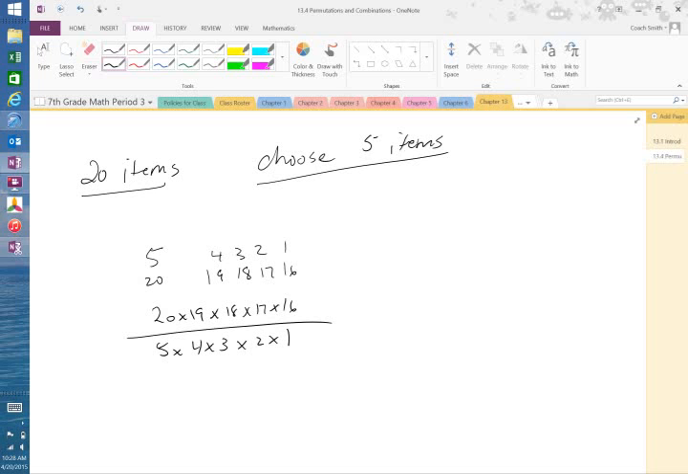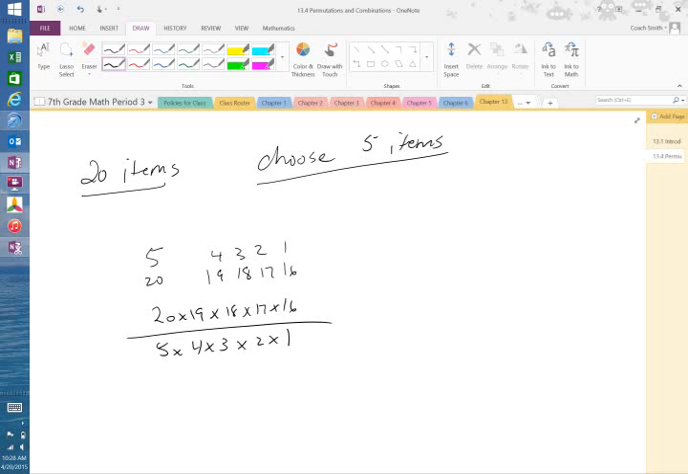Now, if you're picking out 4, then on the top you would have 100 times 99 times 98 times 97, because each time I pull one out, I have to decrease the total that's in there. And then on the bottom, I'd have 4 times 3 times 2 times 1. And I would divide it into it to find out what that is.